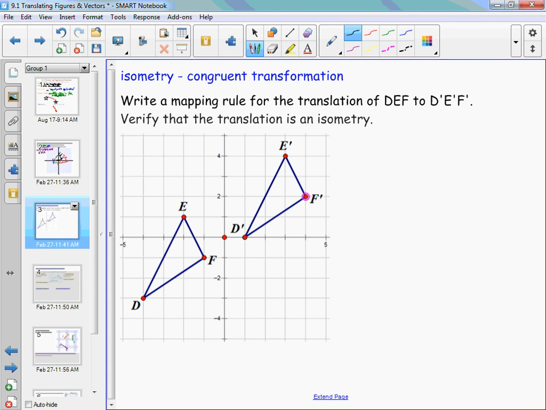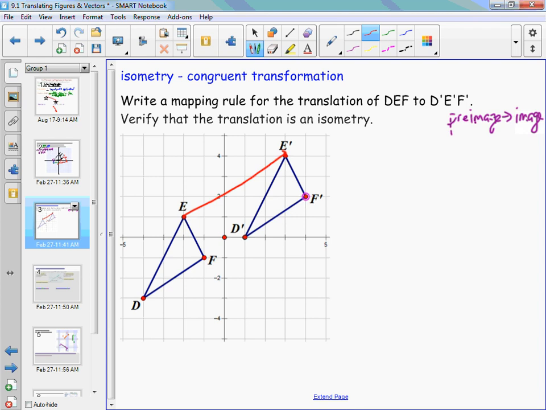An isometry, all that means is a congruent transformation. A translation is an isometry. You will get a congruent figure. When writing a mapping rule, we always go from the preimage to the image. So here we start with E and go to E prime. Could you pick D and D prime, F and F prime? By all means.